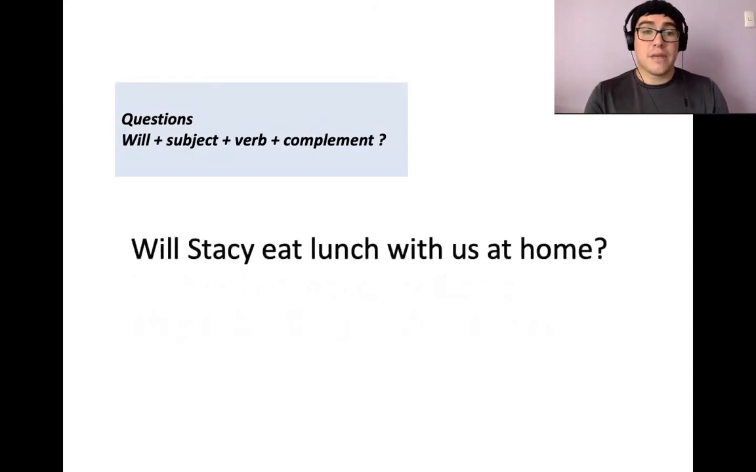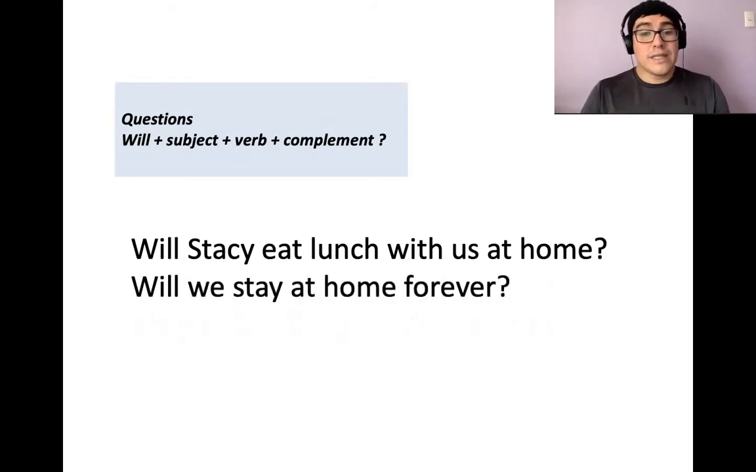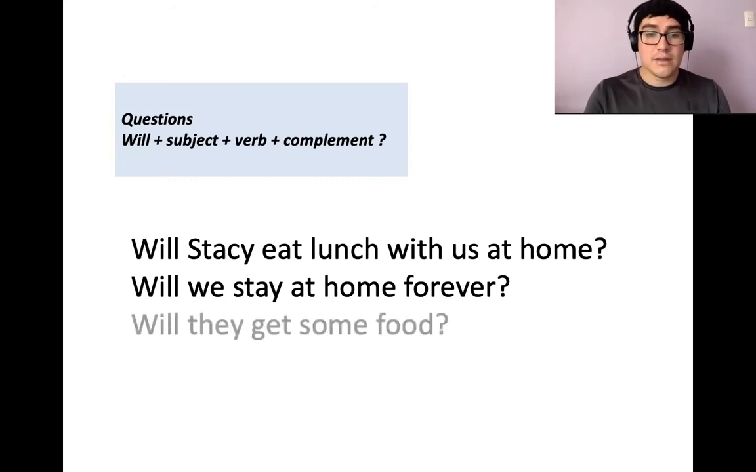Some examples can be, will Stacy eat lunch with us at home? We don't know this, and it's very uncertain, so we have to use will. Will we stay at home forever? We have absolutely no clue about this, so it's important to use will in this case. Or we can say, will they get some food?